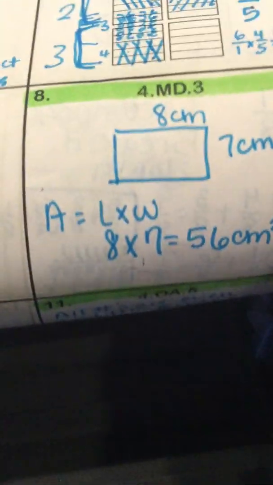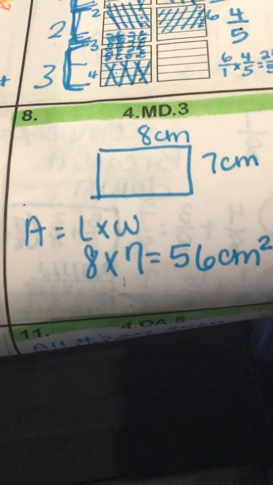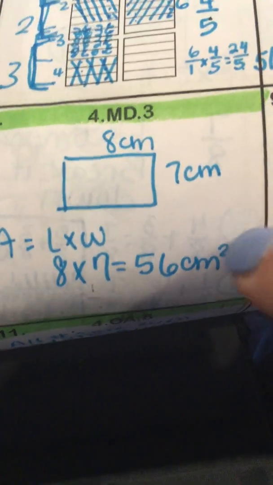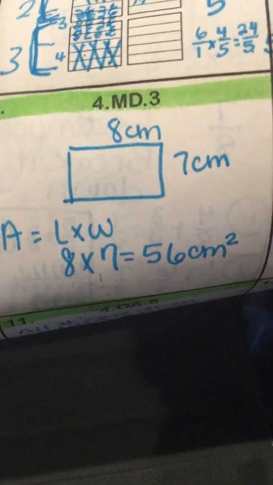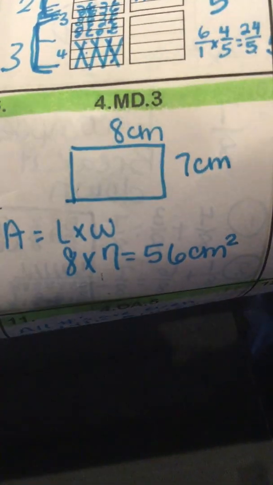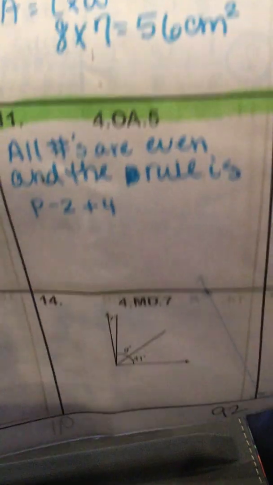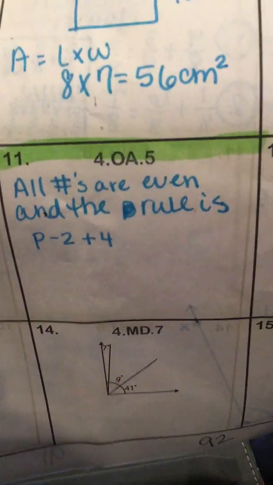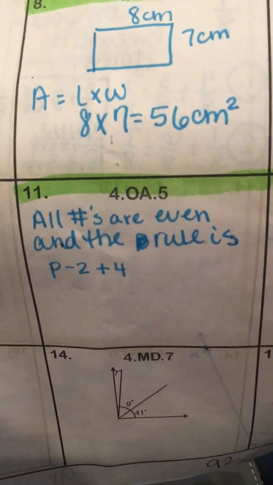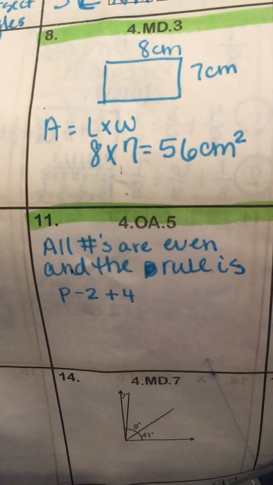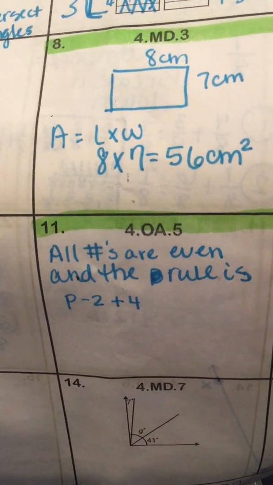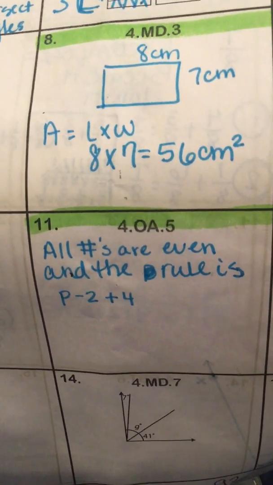Area would be the length and width multiplied. Of course, we always forget to put this squared. That's something that they tend to forget, using the units and squared. And the last one, something that they tend to forget is to always describe the pattern. So that's where all the numbers are even, and then to include the rule. And this rule happened to be the previous number, minus 2 plus 4.